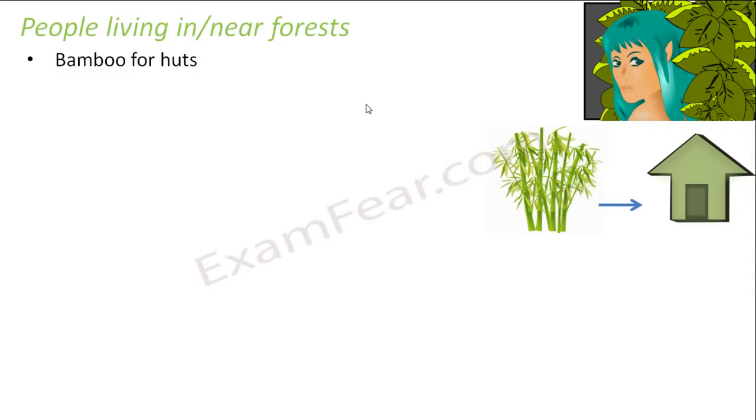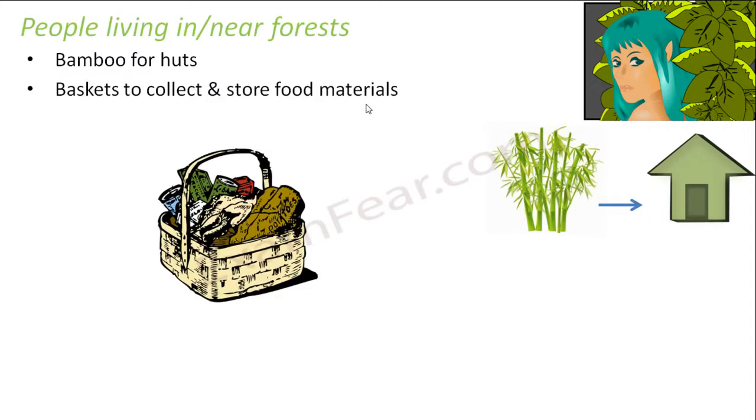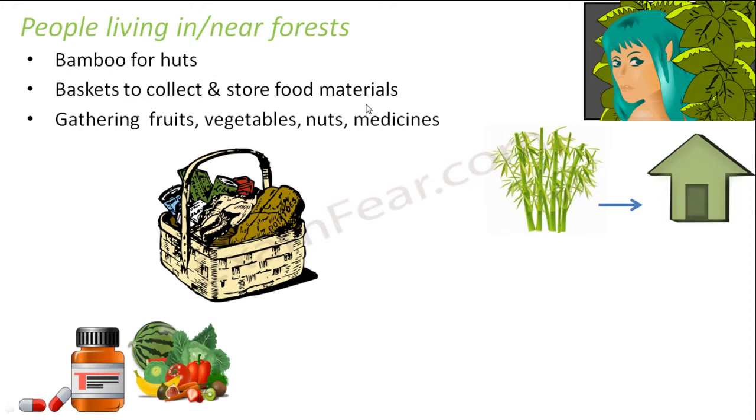For example, they get bamboo for huts. They construct their huts with the help of the bamboo trees, and bamboo trees are nothing but present in the forests, right? Baskets to collect and store food materials. I mean, normally these tribal people, they stay far away from normal city life, right? So they get most of their needs from the forests, whether it is construction of their house or making baskets to collect food materials. Even they get their food materials from forests.